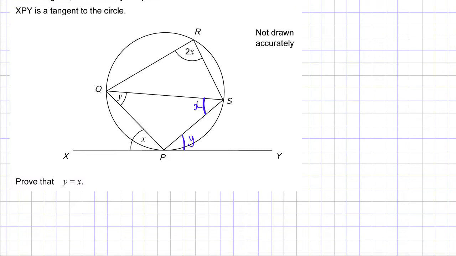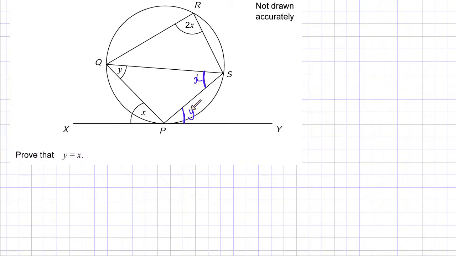So let's start now. The first thing I said was that this is y because of the alternate segment theorem. So let's write that down. Angle SPY is equal to small y, and the reason is alternate segment theorem.